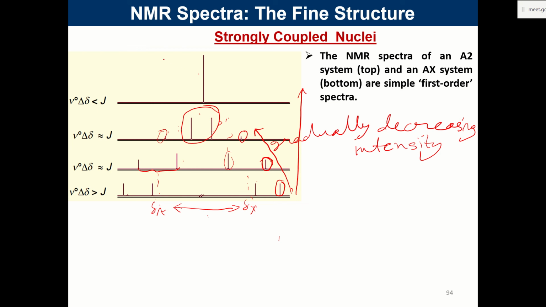And so when A and X, this delta is very small. In this case, the extreme situation is that when this chemical shift difference is much less as compared to J, then only one single signal is observed. Okay, only one signal. Because these two are merging, giving you one, and the side ones are almost gone.